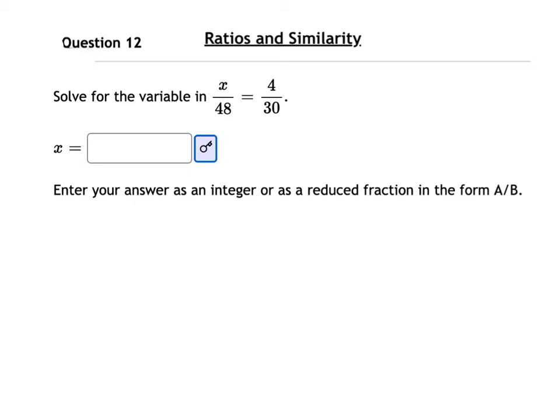Here we're solving a proportion for x. Cross multiply. 30 times x, that's 30x.